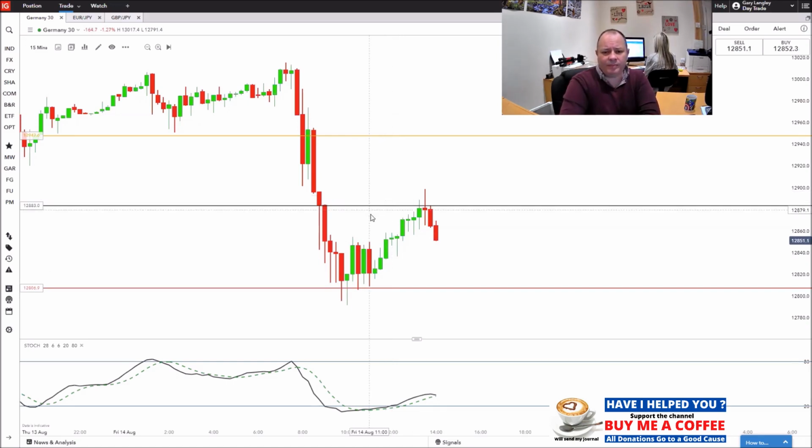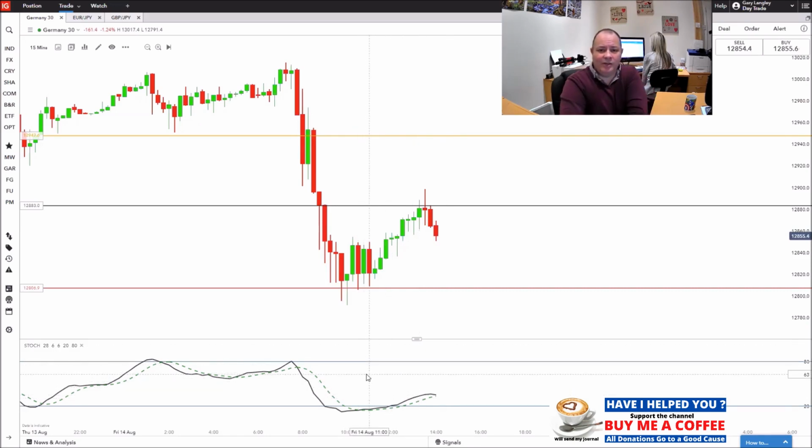But by the looks of these makeup of candles, it was the right choice to make. And this goes back to the stochastic, because you can see it's been repelled here and it's starting to curl over, and it looks like it's going to create a new cross here. So it was actually a good exit indicator as well as an entry indicator. And that's all the stochastic is.